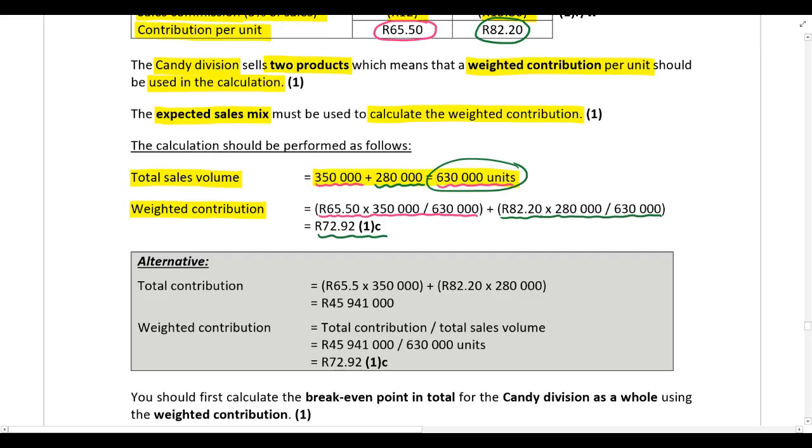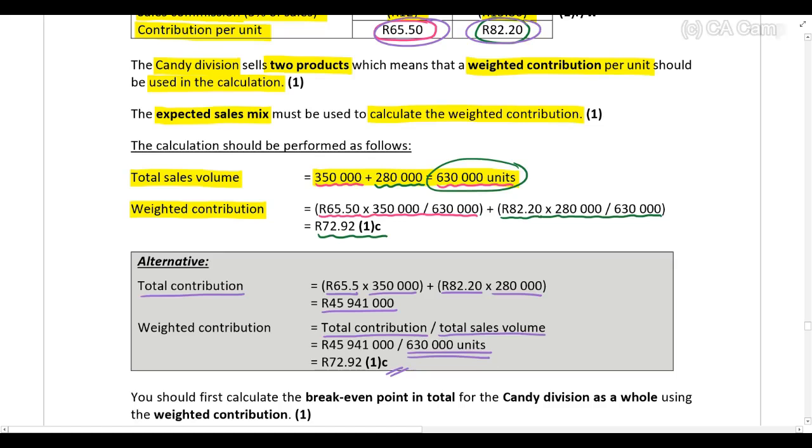All right, you can see I have included an alternative for you over here. So what you could have done instead is you take the contribution per unit for each of the products and you multiply by the number of units so that you get the contribution in total. And then once you have that total contribution, you divide by the total sales volume of 630,000 units, and that will also give you the weighted contribution per unit.